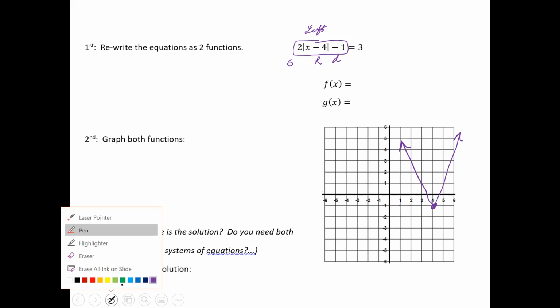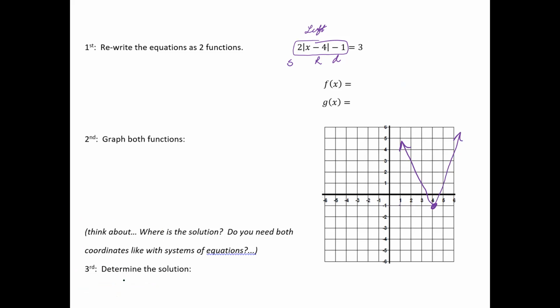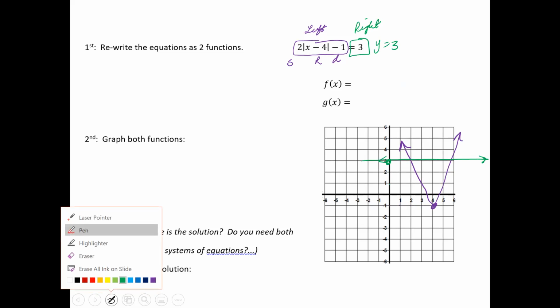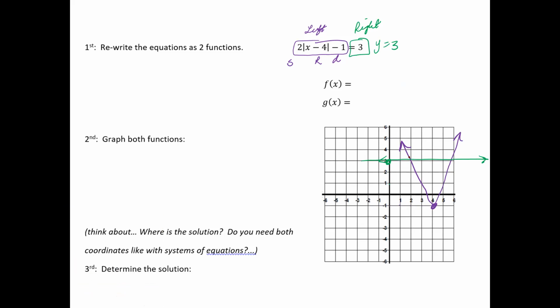Then from there, we're going to take a look at the next graph, which is the one on the right. Your graph on the right is just y equals 3. So I'm going to go up 1, 2, 3 right here and draw my straight line. Now I'm going to see where they intersect. Here I have the first point, which is at 2, 3. The second point is right here, at 6, 3. And that is your answer. So determine the solution: 2, 3 and 6, 3.